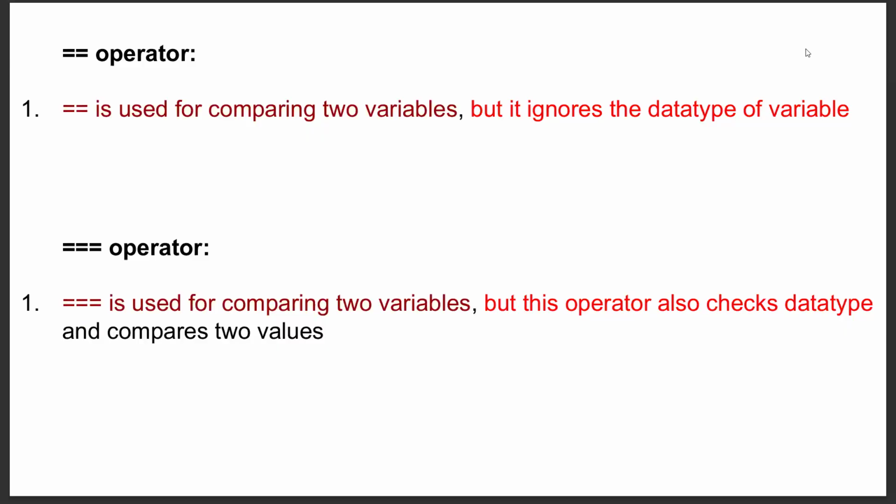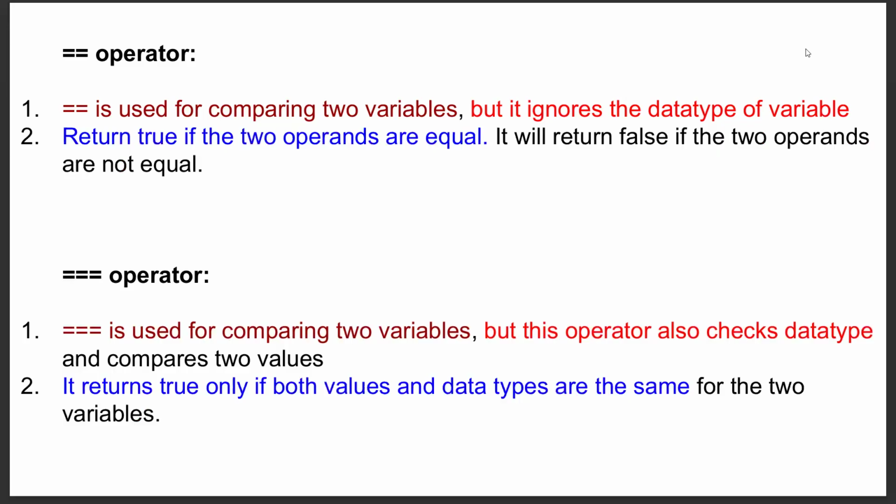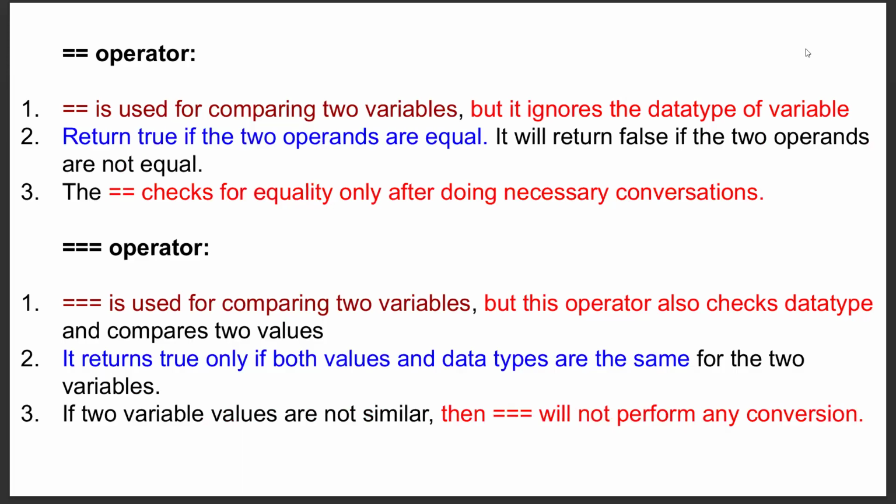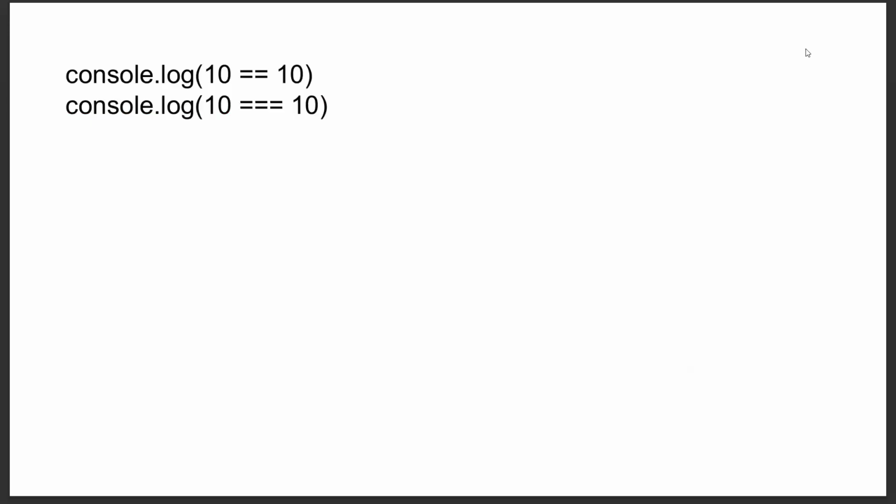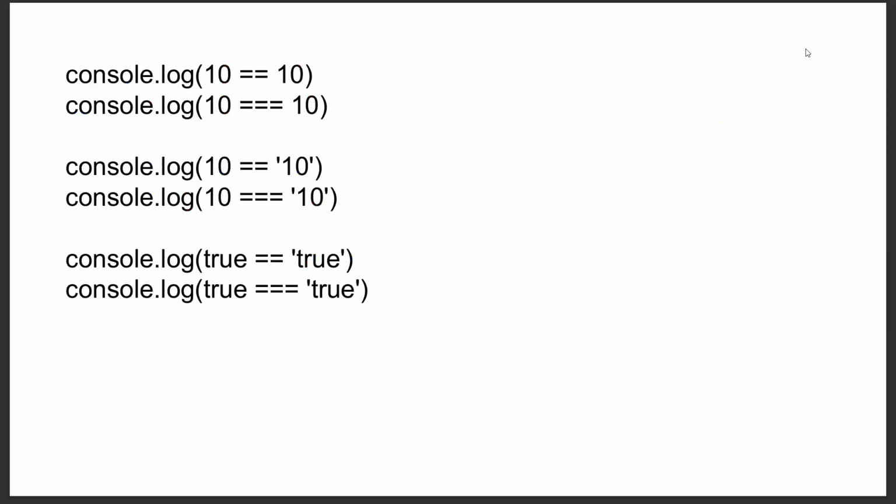And I'm talking about this comparison, guys. Double equal to is used for comparing, but it ignores the data type first. It will do an extra typecast. The triple equal to is used for comparing two variables, but this operator also checks the data type first. Second point, double equal to returns true if two operands are equal, and false if they are not equal. Third point, the interesting thing: double equal to checks for equality after doing the necessary conversion, but that won't happen in triple equal to. And if you ask me which one to use, I definitely recommend using triple equal to always.